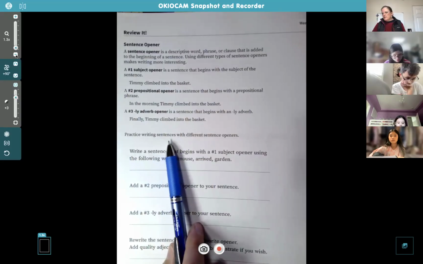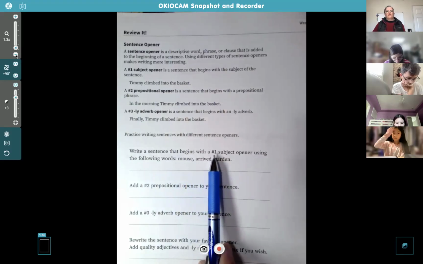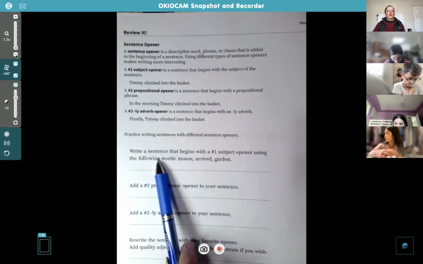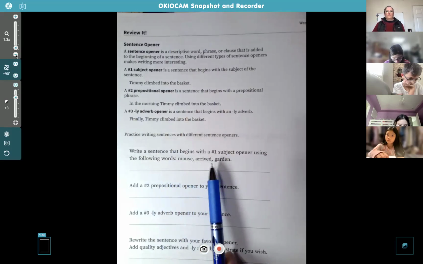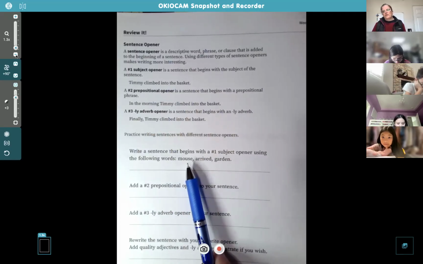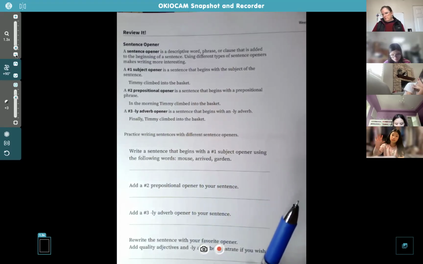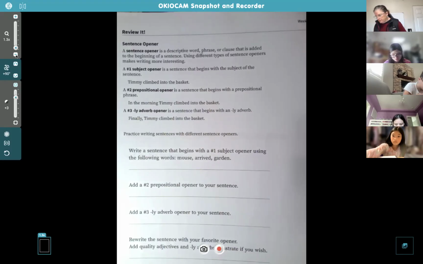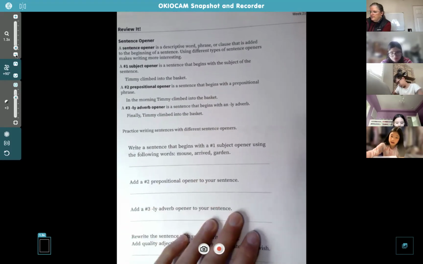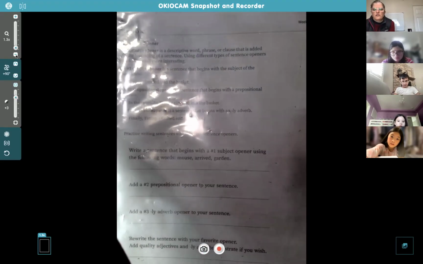It says here, practice writing sentences with different sentence openers. Write a sentence that begins with a number one subject opener using the following words. Mouse, arrived, garden. A number one opener is a subject opener. So can you think of a sentence, a complete sentence, that uses the words mouse, arrived, garden? London, what do you think? The mouse arrived in the garden. Yep, I like it. That's a good one. The mouse arrived in the garden.